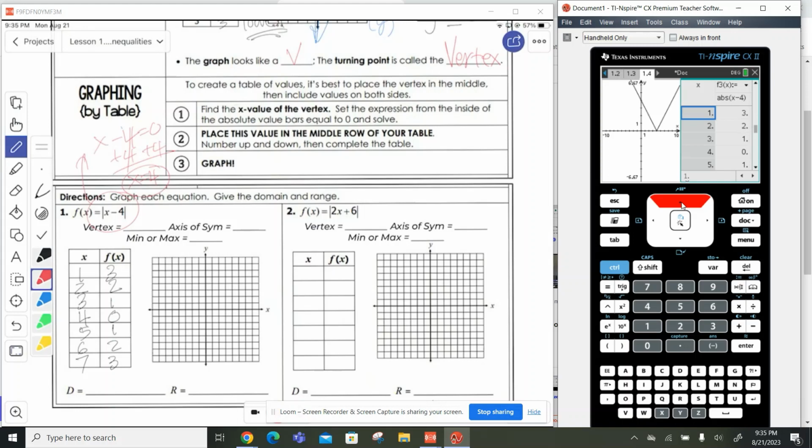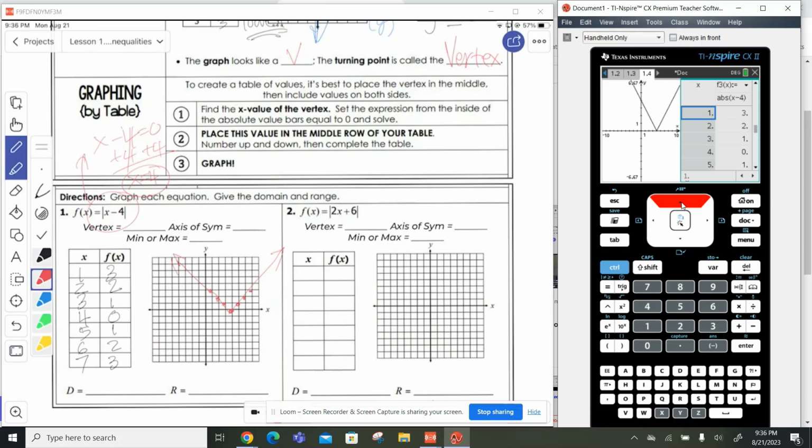Now, let's plot the points. So (4, 0). From here we go 1, 2, 3, 4 to the right and plot the point. Then we have (5, 1), (6, 2), (7, 3). And on the left side, we have (3, 1), (2, 2), and (1, 3). Again, in general, it looks like a V shape. So let's go ahead and connect the points. Making sure that there's an arrow on each end of the graph.